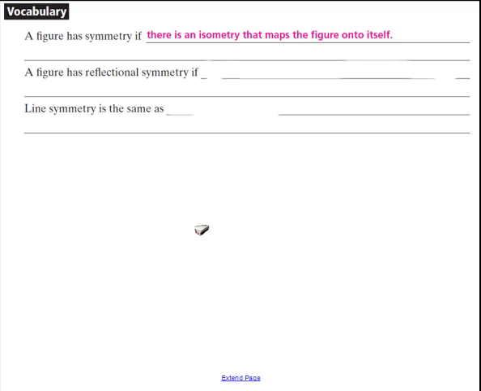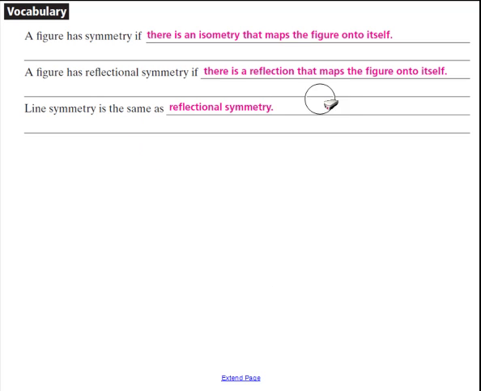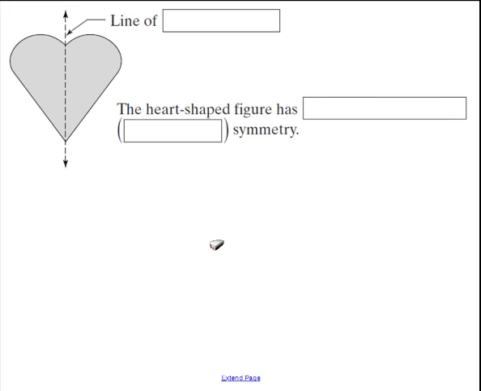So the first specific type of symmetry that we're going to look at is reflectional. It's going to have reflectional symmetry if there's a reflection that maps the figure onto itself. So any symmetry would be any sort of isometry that maps it onto itself. Reflectional symmetry is when it's a reflection that maps the figure onto itself. And then line symmetry is the same. So if you hear someone say line symmetry, that's just another fancy way of saying reflectional symmetry. Okay, so let's take a look at an example.